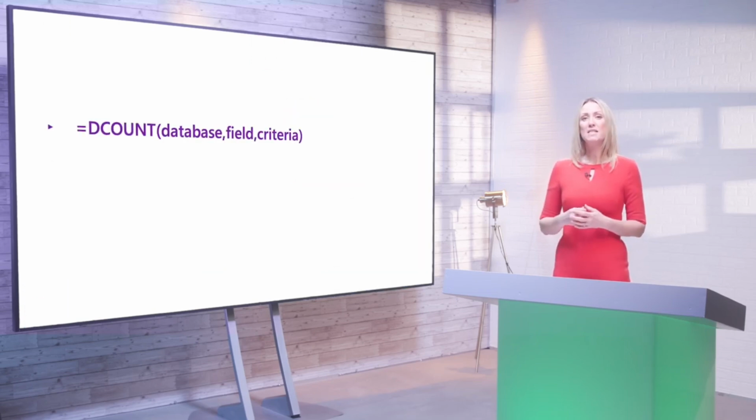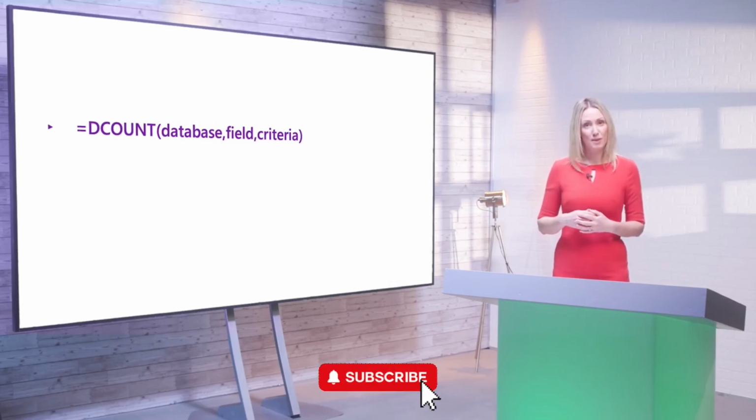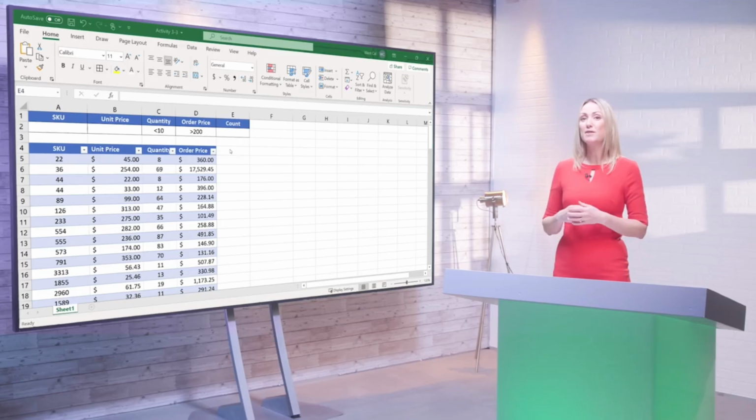The syntax of a typical database function is equal sign, DCOUNT, open parentheses, database, comma, field, comma, criteria, close parentheses. Let's say that you've decided to use a database function to perform an operation on a subset of your data. Before you create your database function, you must first define the criteria you'll be using somewhere within your workbook, using column names that exactly match the column names of your database.